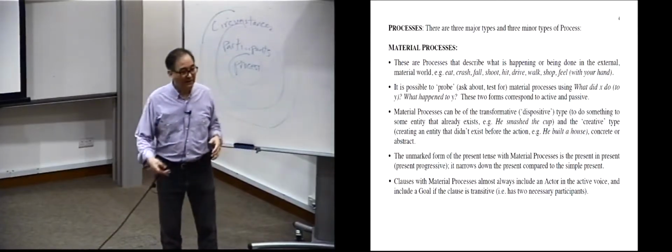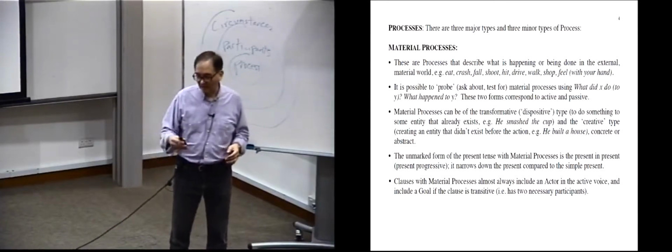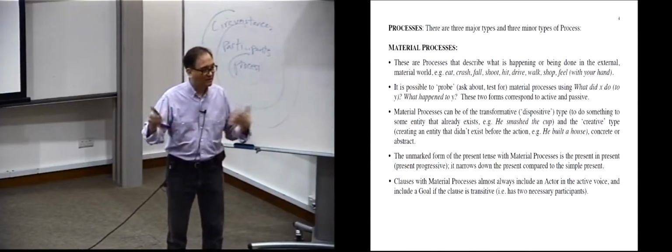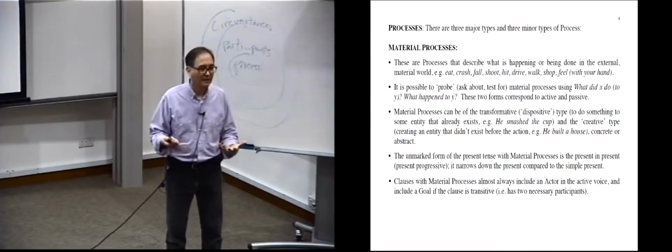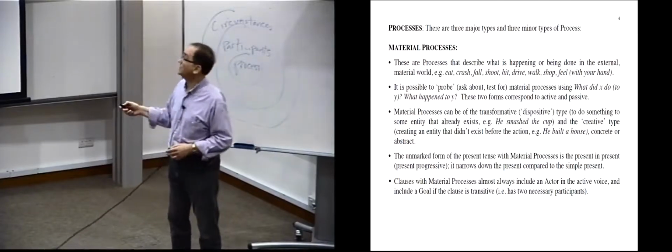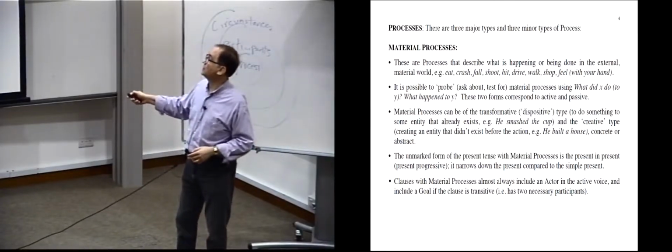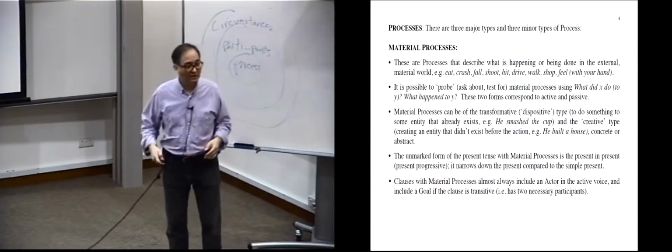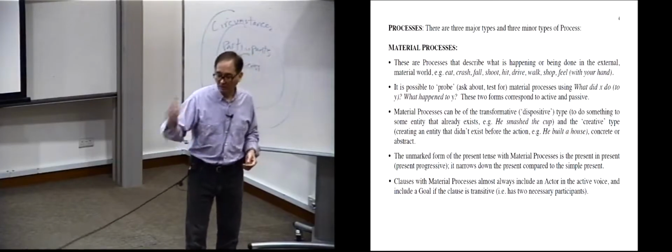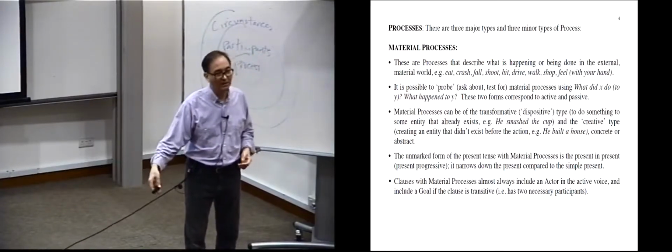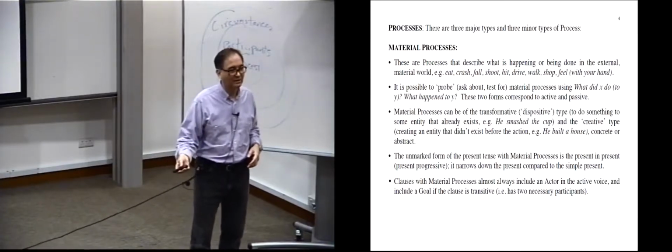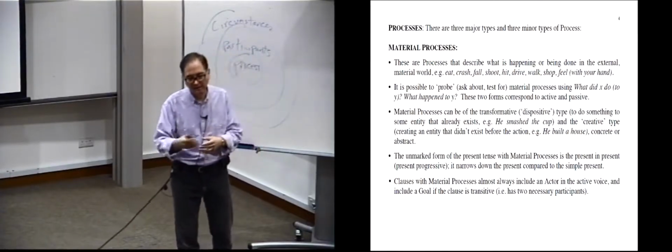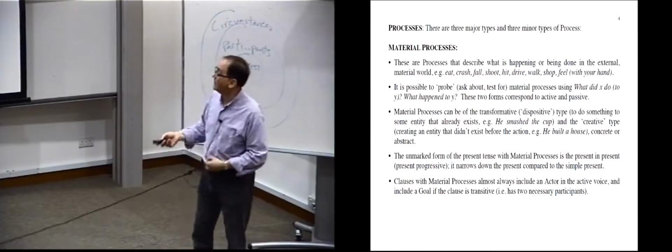So with these kind of things, if I throw this to the ground, anything that involves the external world like that, where there's an action, there's a doing, then you can ask the question. The so-called probe just means you want to test to see if it's a material process. You can say, what did you do to it? So I can say, what did I do to this thing? I threw it to the ground, right? So then you know I did something to it. So that's clearly a material process, right? Material meaning there's something in the world that's been affected.